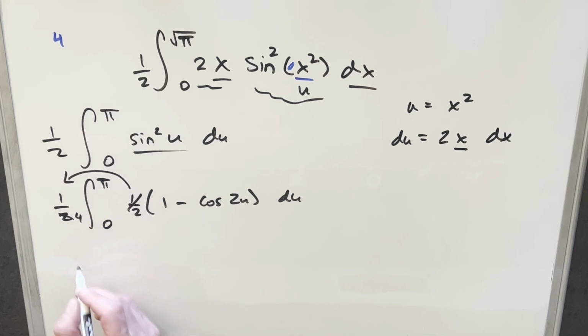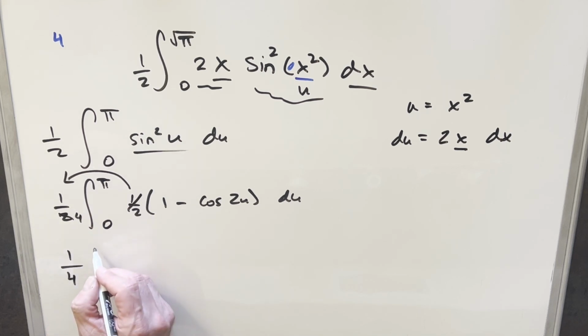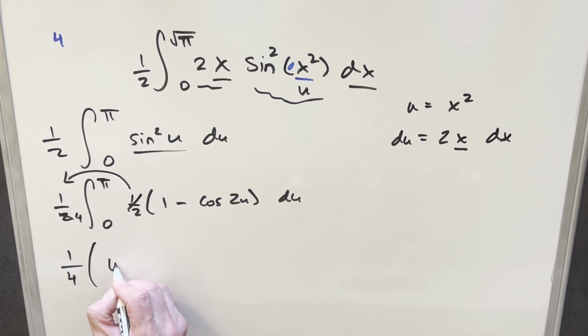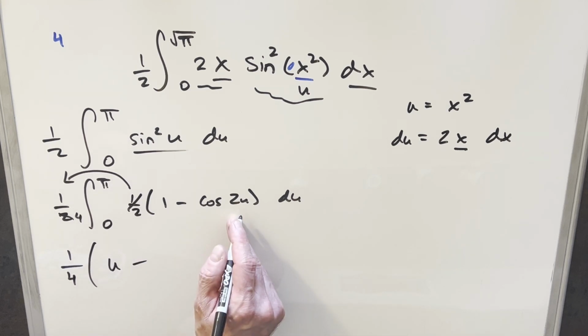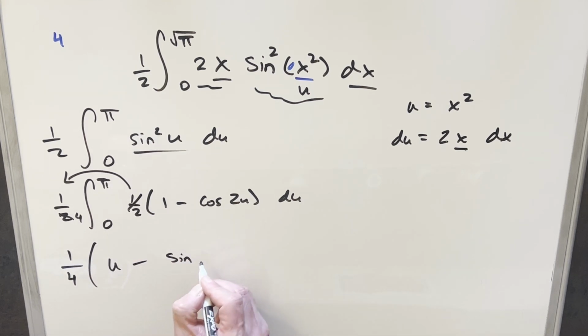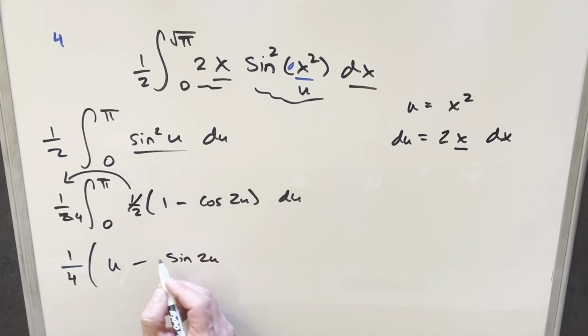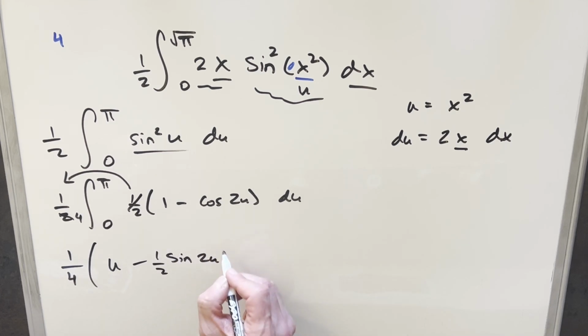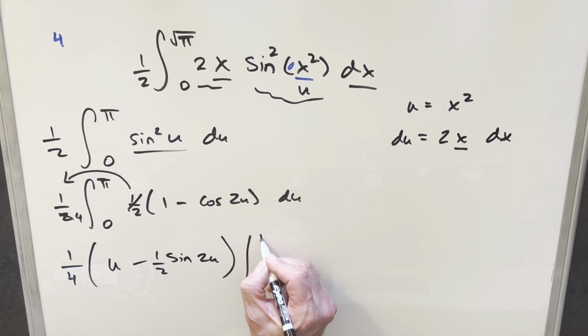And then we can go ahead and integrate this. So we'll have our 1/4 in front. Integrating 1, we get u. Then next, integrating cosine 2u, this is going to give me sine 2u, but I need to bring the 2 out front in the denominator as 1/2. And we just need to evaluate this from 0 to pi.